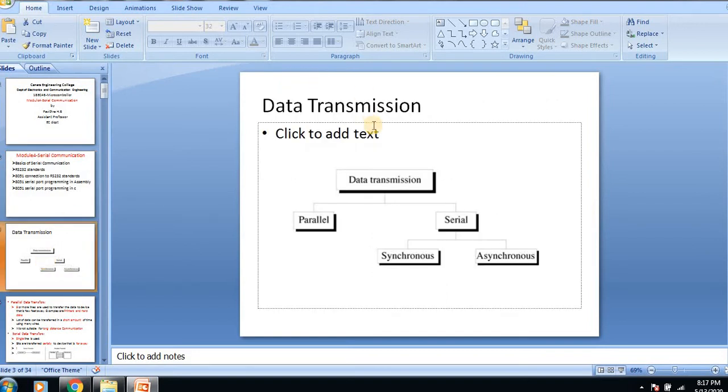So here the classification is given. The type of transmission, meaning data transmission, can be transmitted parallelly or serially. The data transmission can be classified into two categories: parallel transmission and serial transmission. Again, serial transmission is classified into synchronous transmission and asynchronous transmission, and finally we will be using asynchronous transmission in 8051 programming.